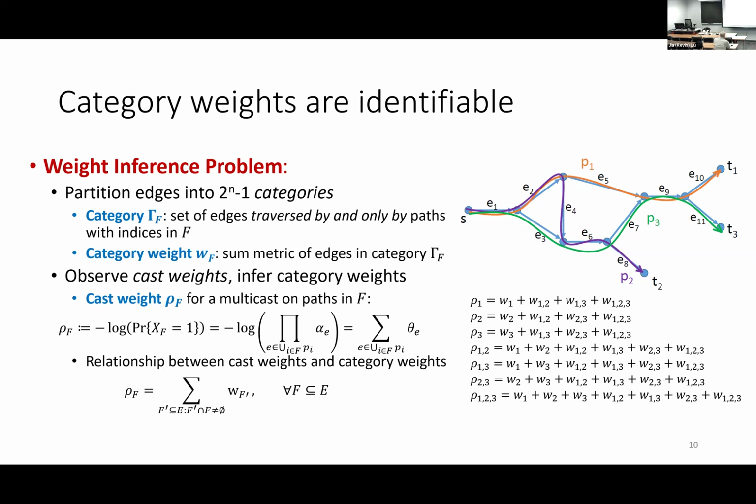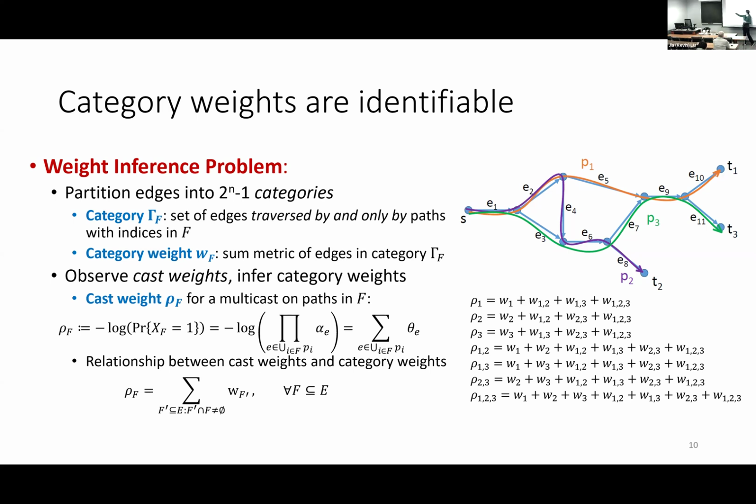We have no idea about how routing is done inside the network. We have end-to-end measurements. Exactly what information about the internal state of the network can be uniquely determined from my end-to-end measurements? To explain that, I need to introduce a notion that we call category.